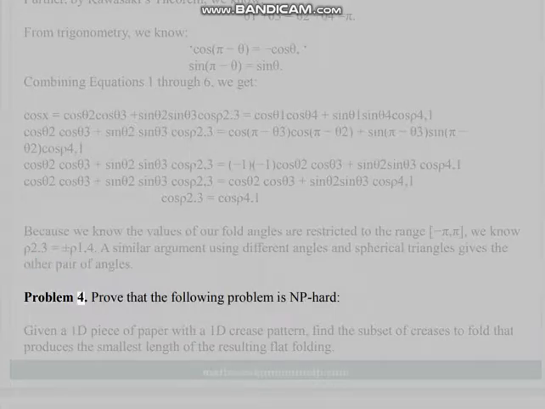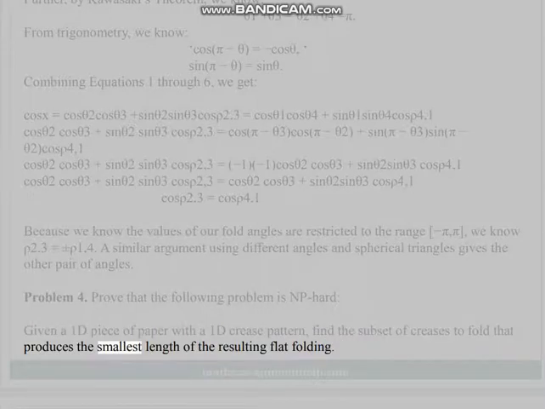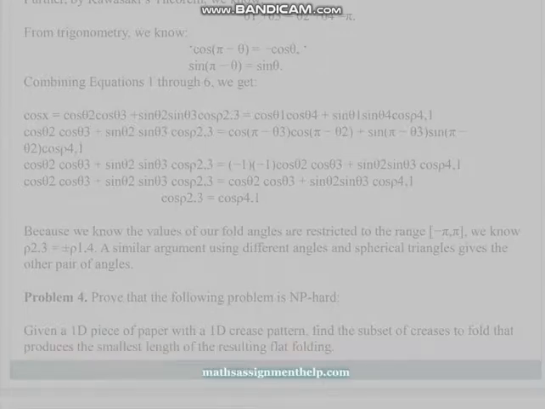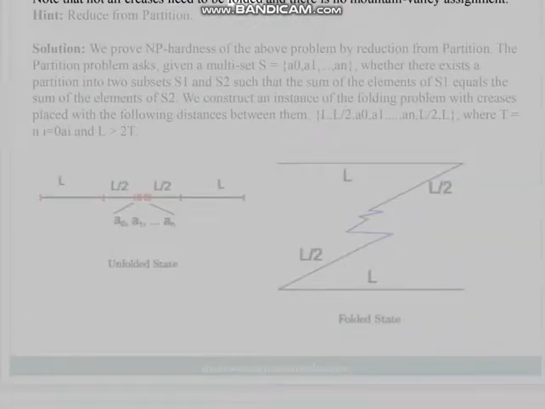Problem 4. Prove that the following problem is NP-hard. Given a 1D piece of paper with a 1D crease pattern, find the subset of creases to fold that produces the smallest length of the resulting flat folding. Note that not all creases need to be folded and there is no mountain-valley assignment. Hint, reduce from partition.